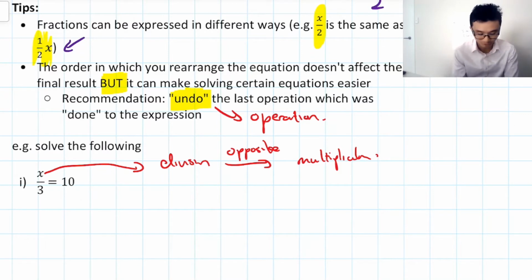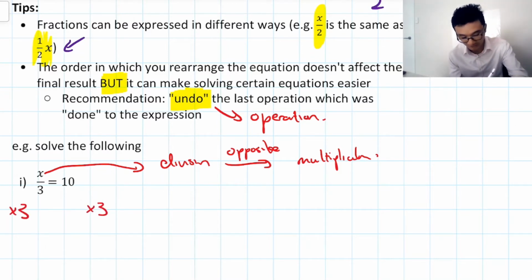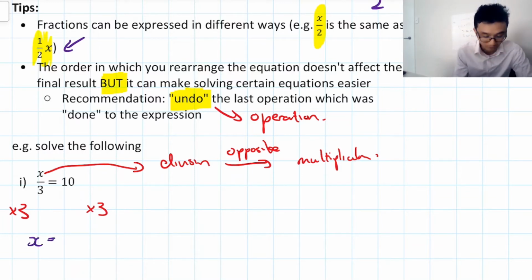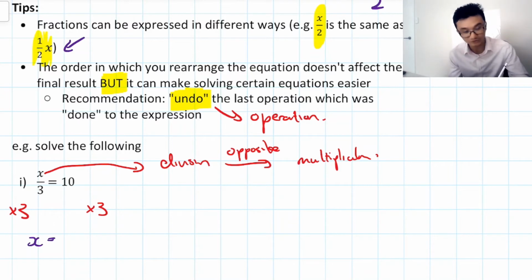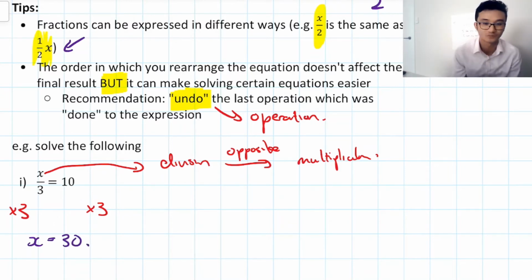So I'm going to multiply both sides by 3 because that's the opposite operation, and my goal is to get x by itself. When you multiply both sides by 3, the fraction and the multiplication by 3 divide through on the left-hand side. And on the right-hand side, you're just doing 10 times 3, and I know that's just 30. All right, that's how we can solve an algebraic fraction.